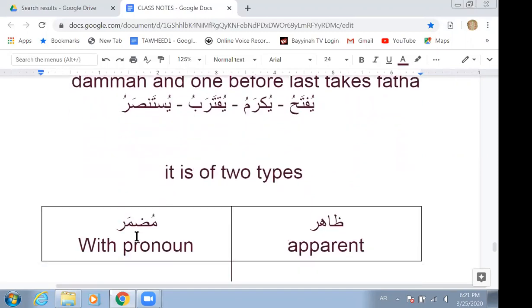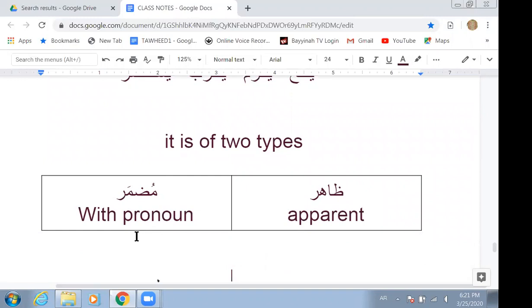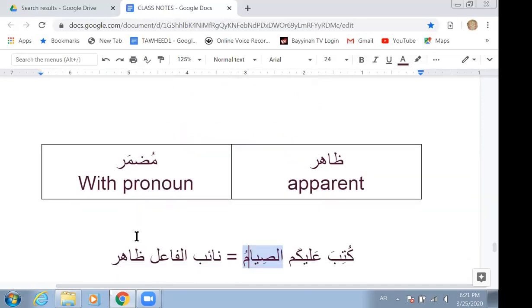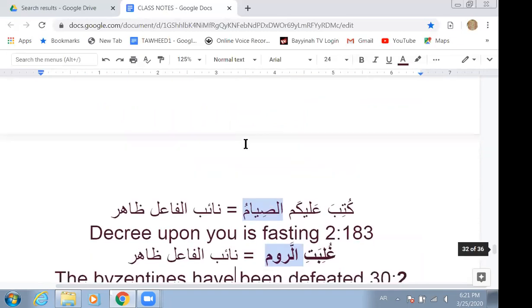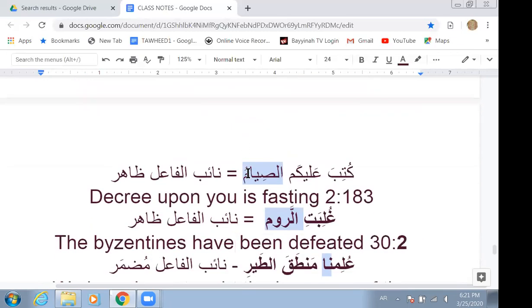Again, what are they saying? Same way, there are two types of naibul fa'il. The first is the apparent one and the second one is with the pronoun or with the muzmar. These are the examples of the naibul fa'il which is apparent, or naibul fa'il which is zahir. Naibul fa'il is zahir. Okay.